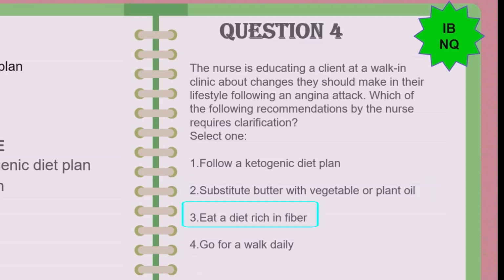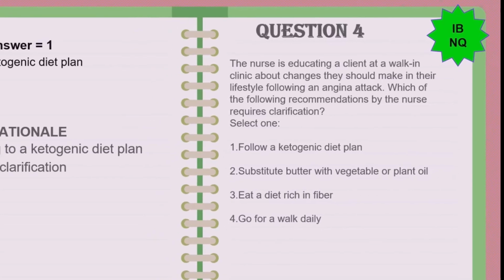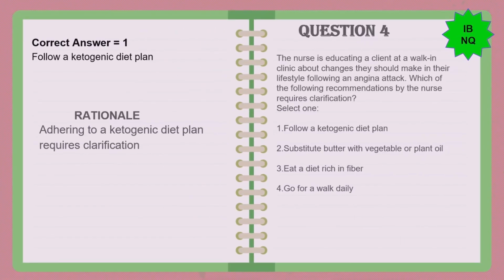Eat a diet rich in fiber. Eating a diet rich in fiber is an appropriate lifestyle modification to promote cardiovascular health. This recommendation does not require clarification. Go for a walk daily. Exercise increases blood to the heart and is therefore an appropriate lifestyle modification to promote cardiovascular health. This recommendation does not require clarification.